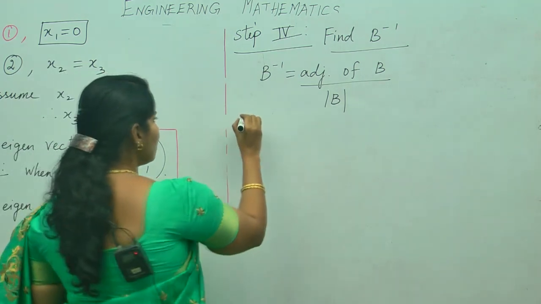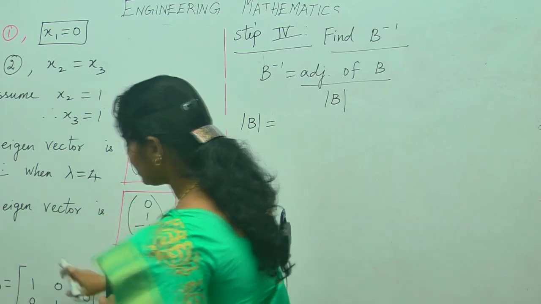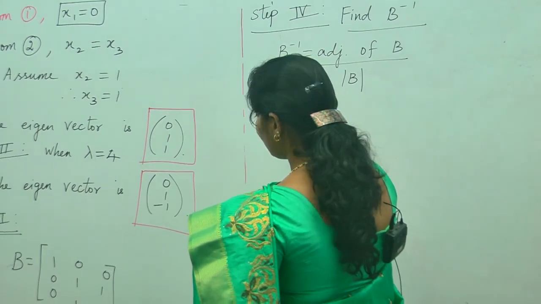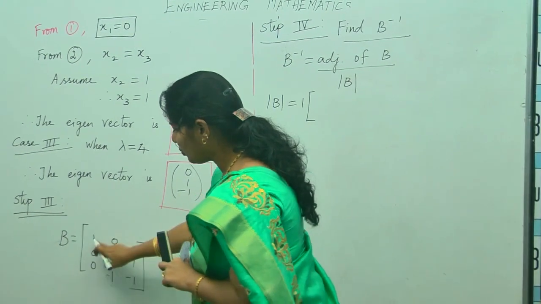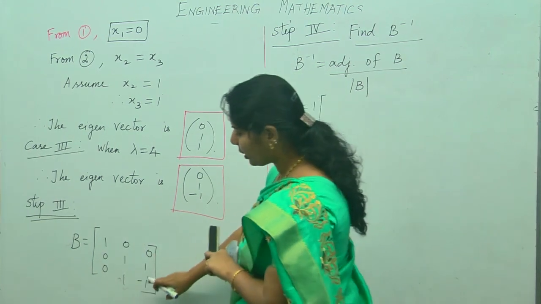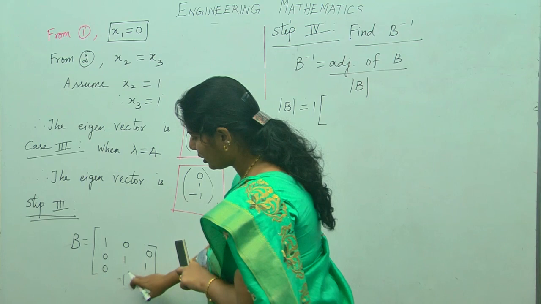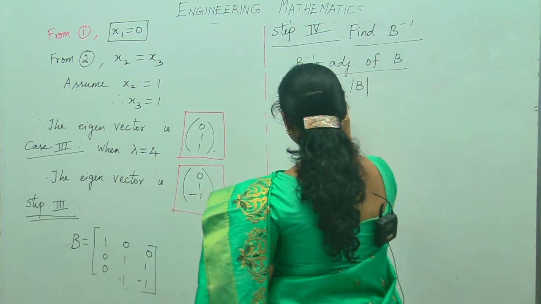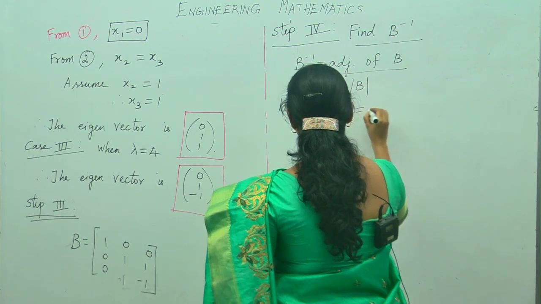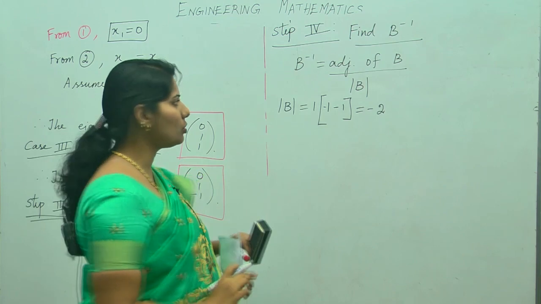Okay. Now, first let me find out what is determinant of B. This is the matrix B. From this, when you find out 1 into minus 1, as I told you earlier, you will leave the corresponding row and the column to find the determinant. 1 into minus 1, minus 1. So, you will get it as 1 minus 1, which is equal to minus 2. Therefore, determinant of B is minus 2.